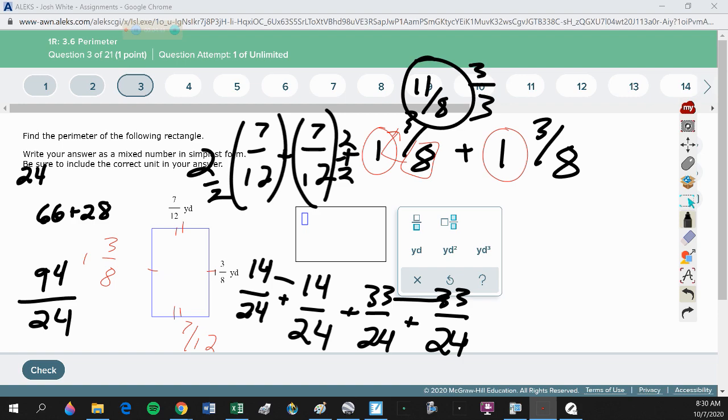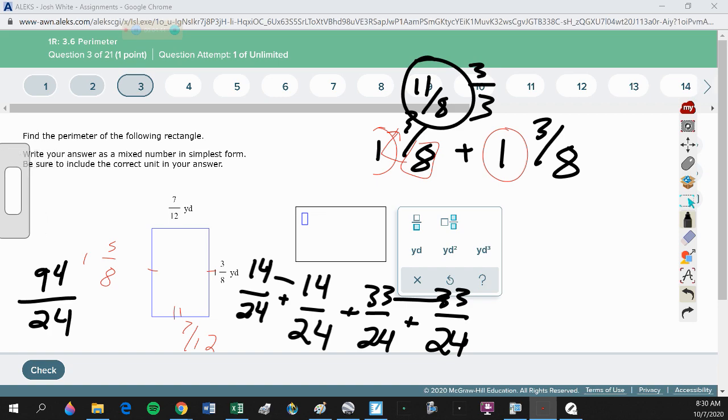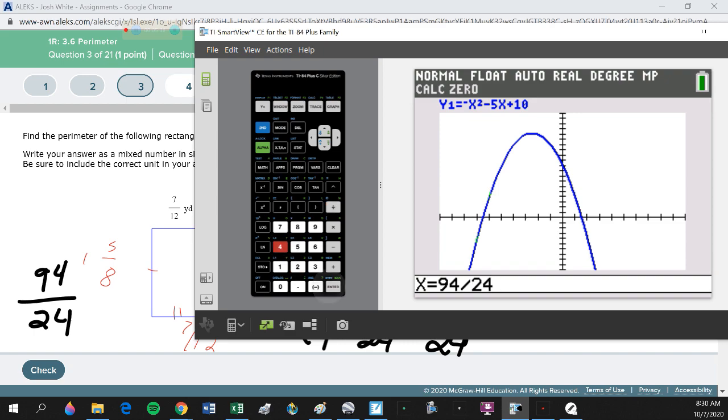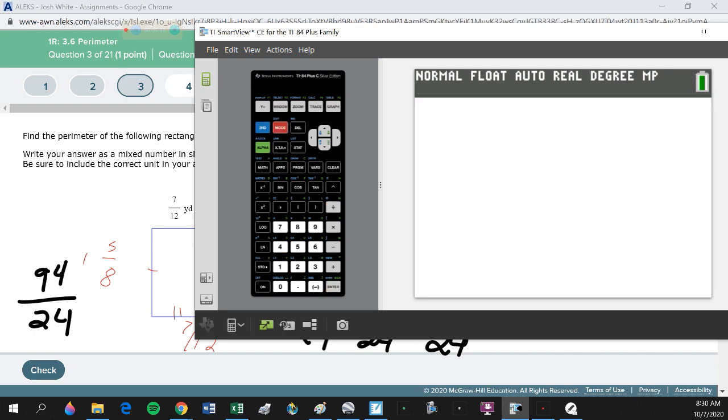So, how do we want to display our answer? So it says write your answer as a mixed number in simplest form. So how do we turn 94 over 24 into a mixed number? So let's do 94 divided by 24. Oh, sorry. 94 divided by 24. And I get 3.91.